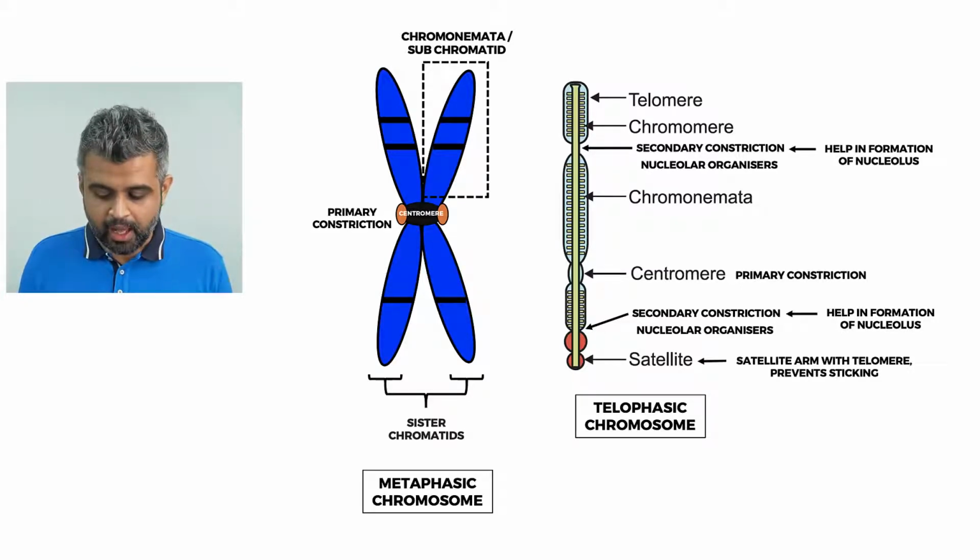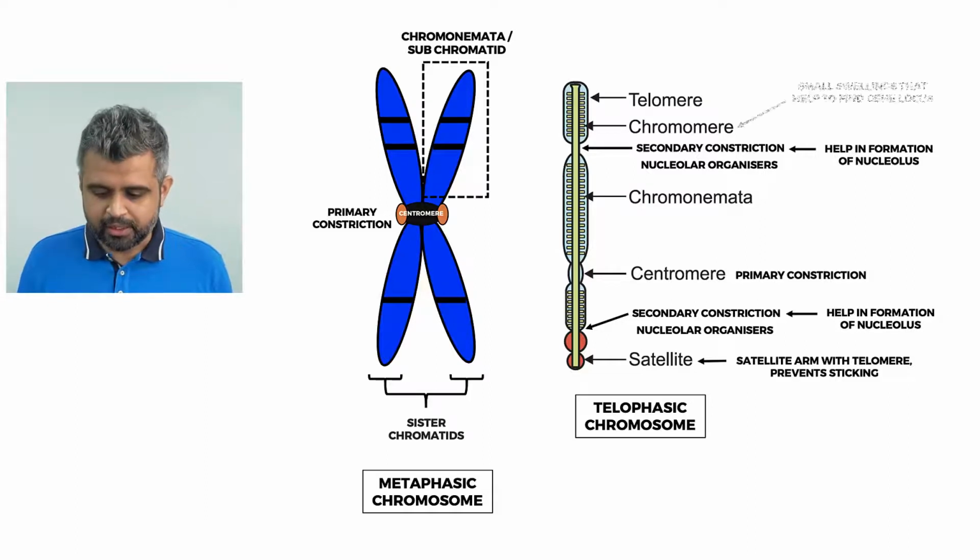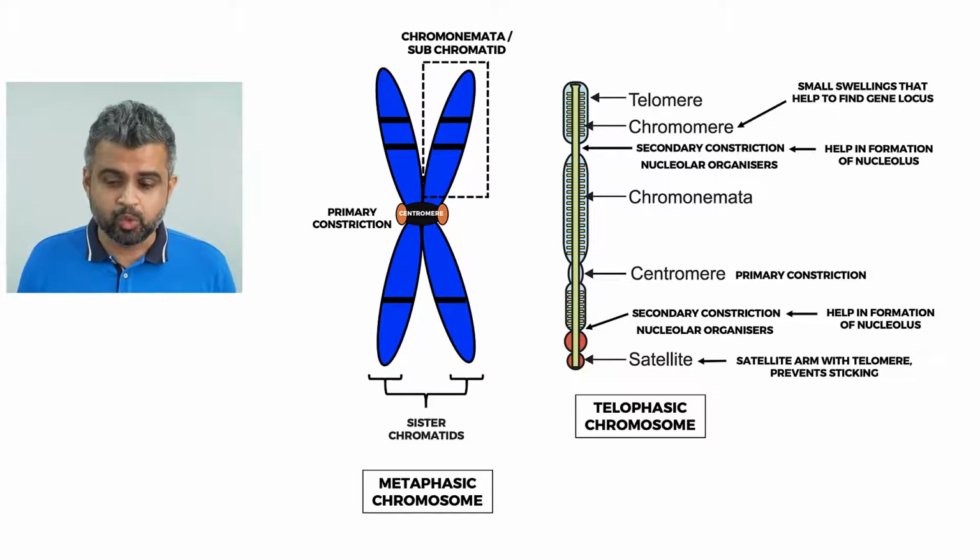So the satellite arm is also going to show telomeres at the very tip. The very tip of the chromosome has structures called telomeres, and telomeres prevent the tips of the chromosomes from sticking to each other, but they help them stick to the nuclear envelope. And finally, you have the chromomeres, which are small swellings that help scientists locate the gene locus.